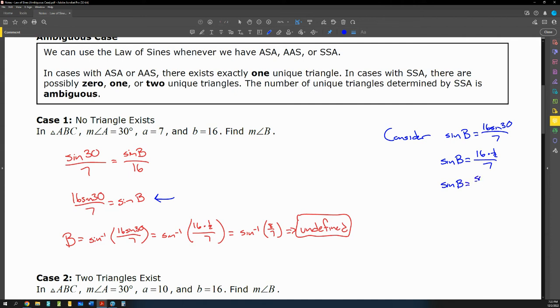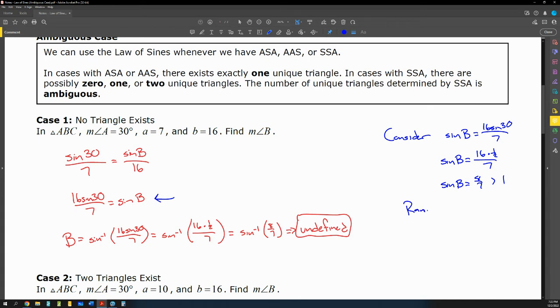or sine of b is equal to 8/7. Well, we know that 8/7 is greater than 7/7. It's greater than 1. Well, the range of the sine, the output, should only be between -1 and 1. Therefore, this output of 8/7 can't possibly exist for any value b. Okay, so it is undefined. The inverse sine is undefined.